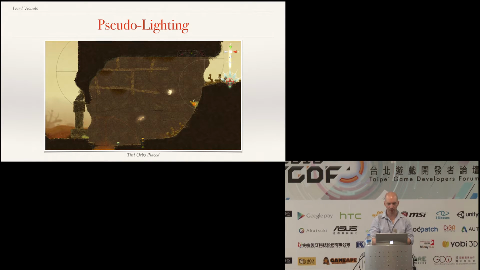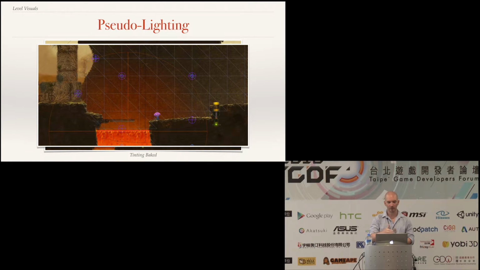And under the hood, this is how it looks. We just cut the sprites a little more finely to have more vertices. Then each vertex looks at all the different orbs around it and averages all the colors.